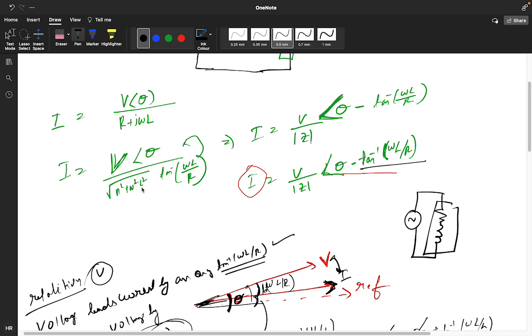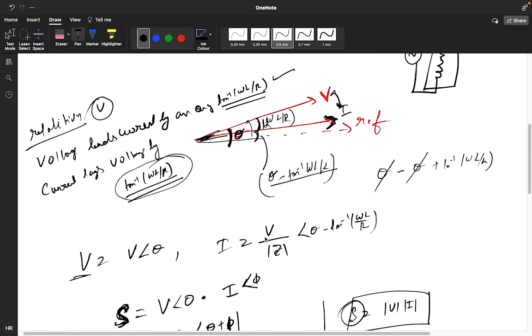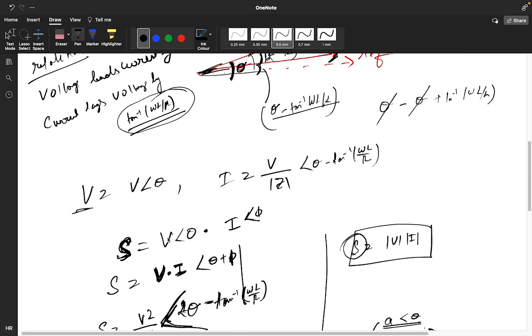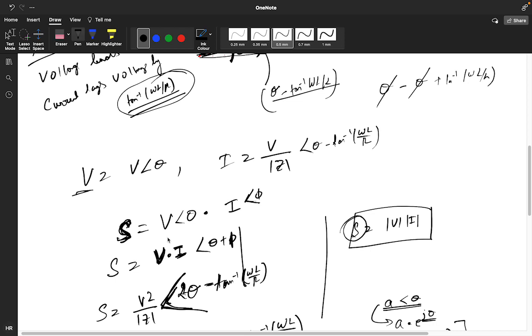V at an angle theta divided by the square root of r square plus omega square l square, and we are getting tan inverse omega l by r. So this is your V by mod Z, and this we are getting as theta. If you shift it to the upper side, it becomes minus tan inverse omega l by r. And I we are getting as V by mod Z at angle theta minus tan inverse omega l by r. If you calculate the power, power is just the multiplication of V into I.